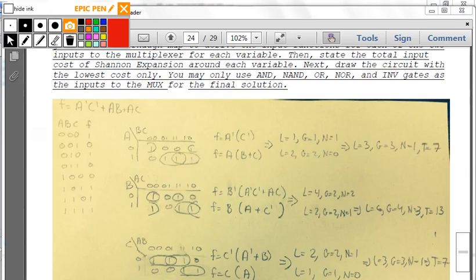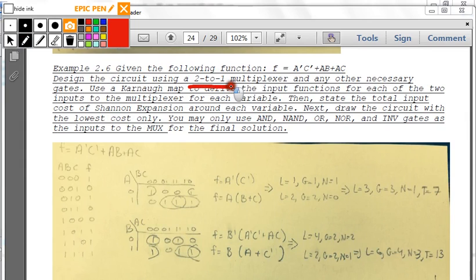So what I'm asking for in this question, you're going to use a 2-to-1 mux to try to perform Shannon expansion. So what is Shannon expansion? Since you guys were able to read that on the TGO, what's the idea behind Shannon expansion? Actually, the end of the Shannon expansion is off the page.